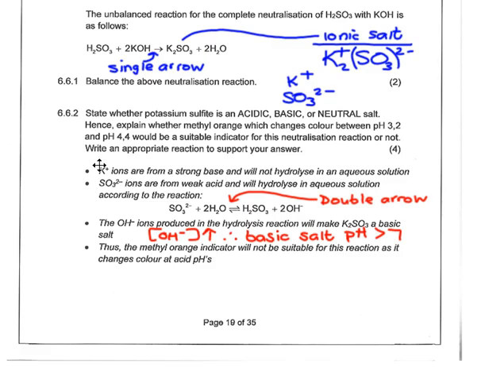And they're asking then, would an indicator, methyl orange, that changes at pH 4.4 be suitable? Now already with our hack, we know that the salt is going to be basic, so that would not be suitable, because that would be suitable for an acidic salt.